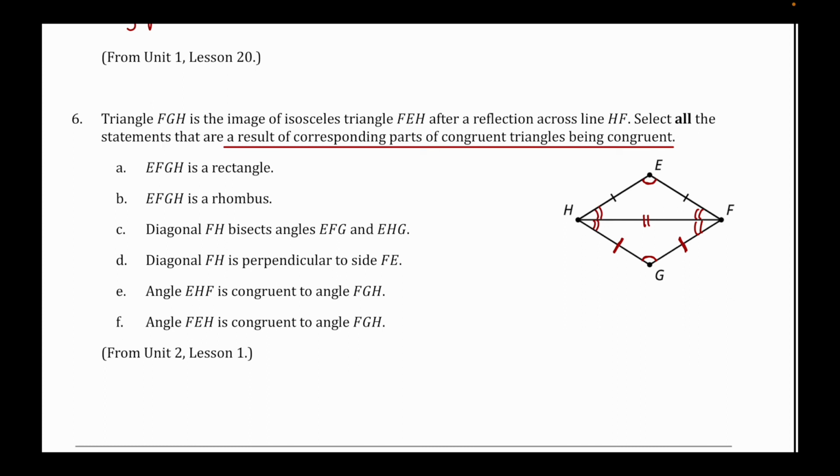So EFGH is a rectangle. Well, there is actually nothing that shows me these have to be right angles, so we're not going to use that one. EFGH is a rhombus. That part is true because a rhombus has 4 congruent sides. And this does have 4 congruent sides.